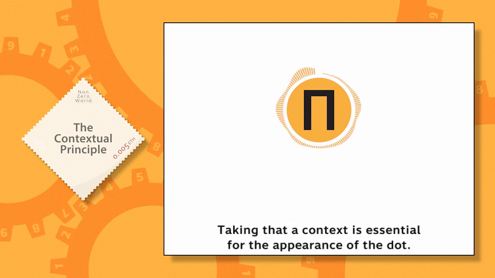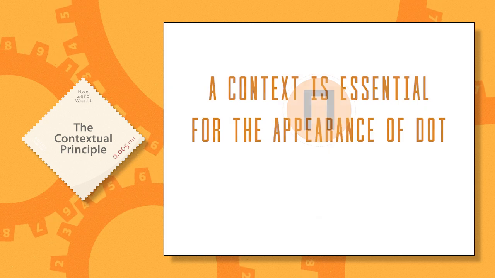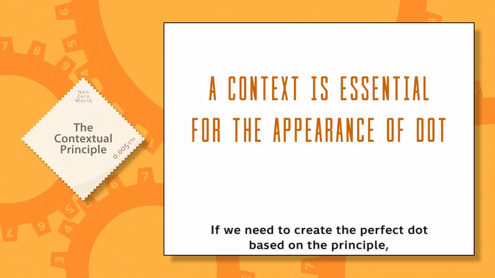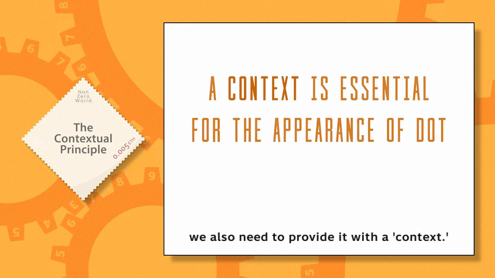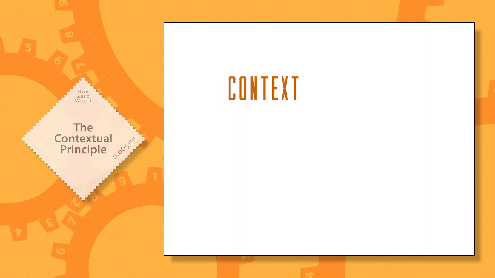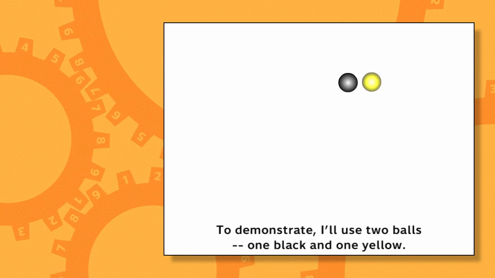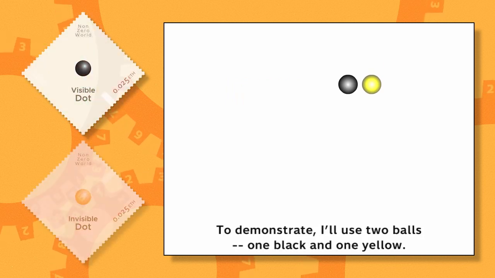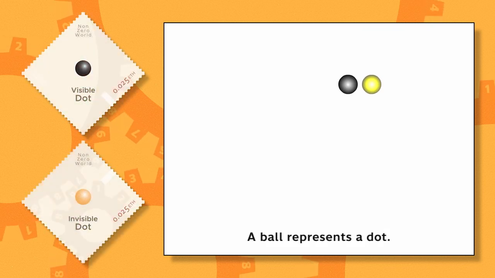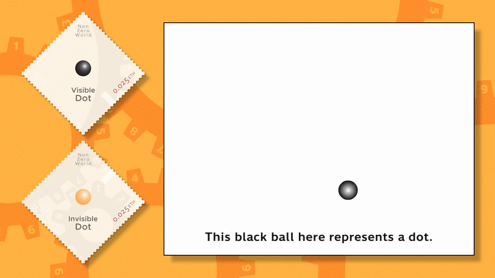Taking that a context is essential for the appearance of the dot, if we need to create the perfect dot based on the principle, we also need to provide it with a context. To demonstrate, I'll use two balls, one black and one yellow. A ball represents a dot. This black ball here represents a dot.